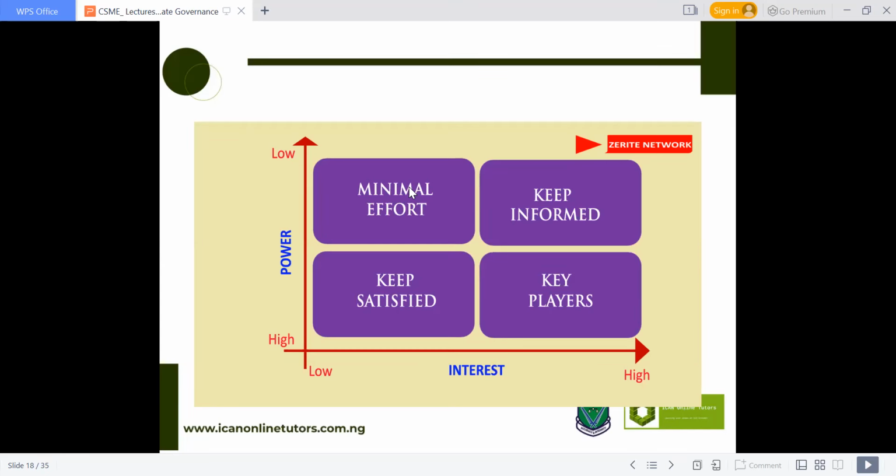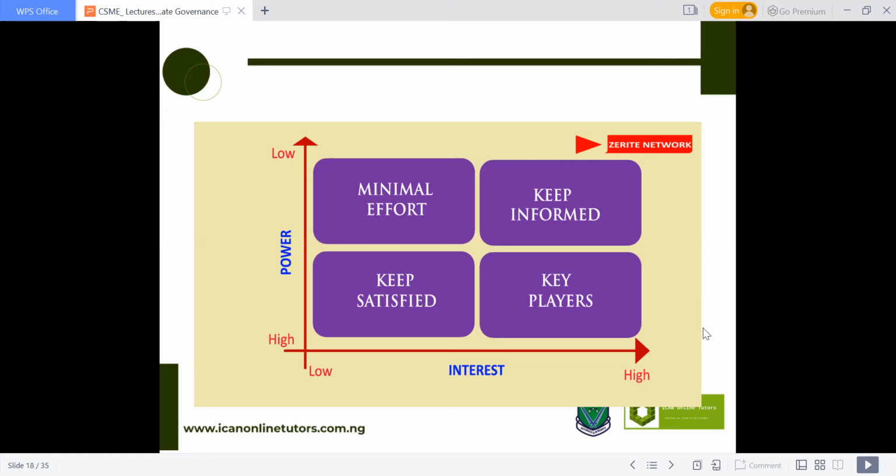What we usually use it for is to analyze stakeholders' influence. Please note this down: stakeholders' influence is determined by two factors, which are power and interest. Stakeholders' influence equals power and interest. So you can see we have high and we also have low.